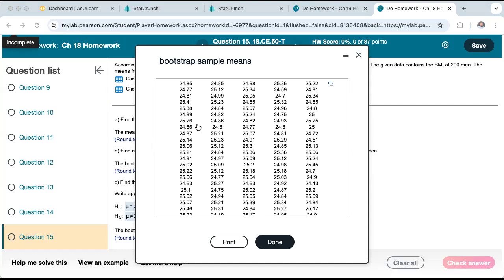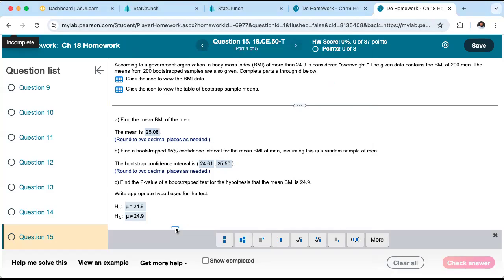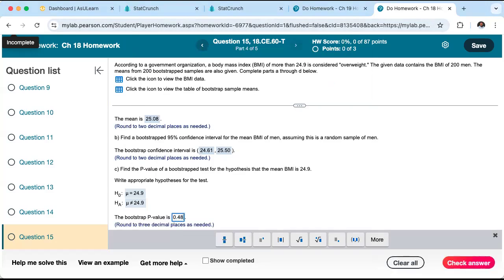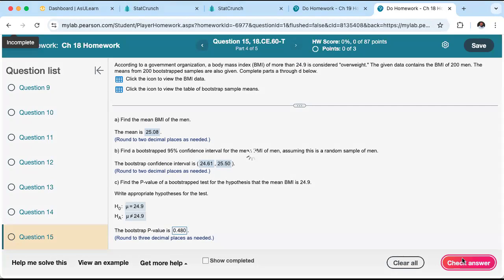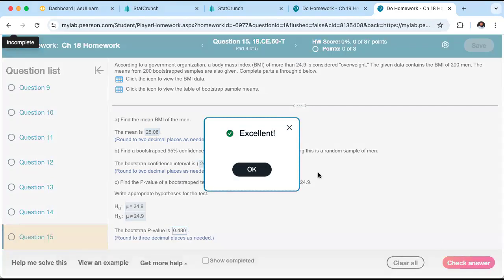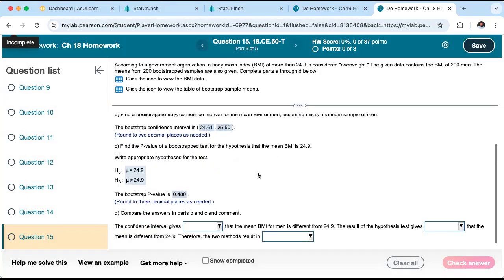So 57 plus 39. So I got 0.48 for mine. So that is correct. Is that okay? Good. That is how to compute the p-value for the two-sided.